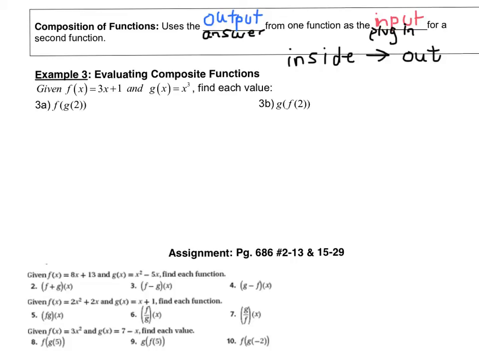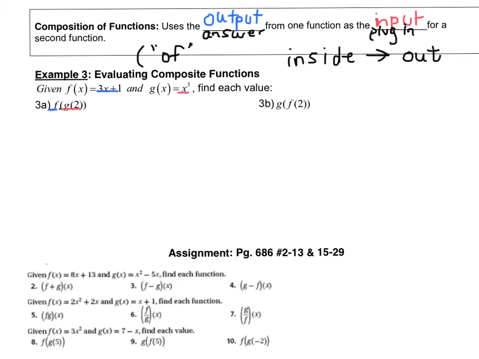So let's look at 3a. You read this as f of g of 2. So basically when you see the parenthesis, you say the word of. So I'll read that one more time. This is f of g of 2. So we're going to work from the inside out. I'm going to make the g function red, and then I'll make the f function blue. All right, so there's the blue one, and there's the red one.